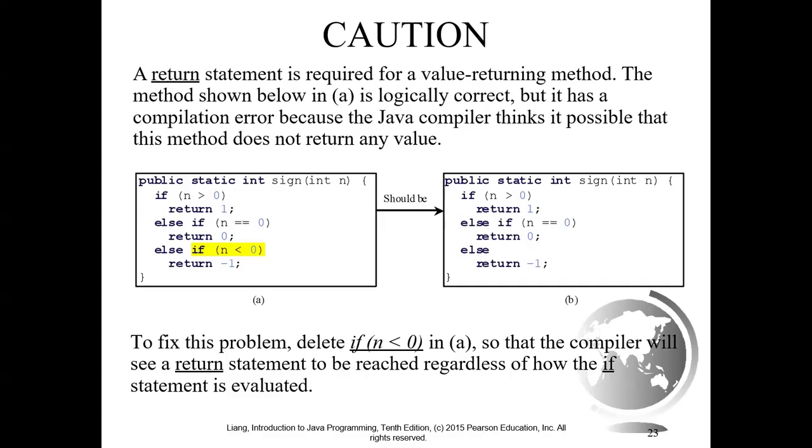But let's see what's happening in A. Here it's declared a method. The method name here is sign. Okay, let's review. This is the method name, right? This is the formal parameters, right? Integer n. And both here, we say they are the method signature.